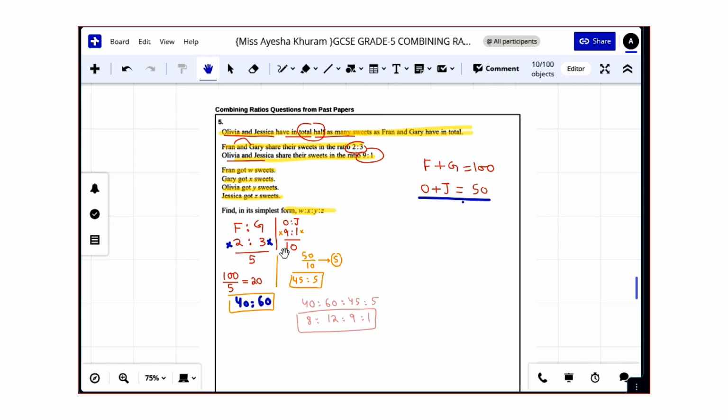Done. Olivia and Jessica basically got 50, so I used 50 divided by 10, because the total is 10, so I got 5. Alright, let's see how much Olivia and Jessica got. Olivia got 9, so 9 times 5 is 45. Jessica got 1, 1 times 5 is 5, so 45:5. I just make it combining the ratio of all of them.